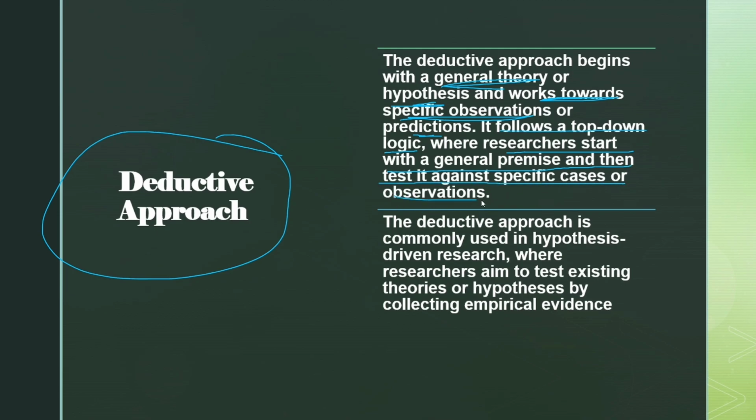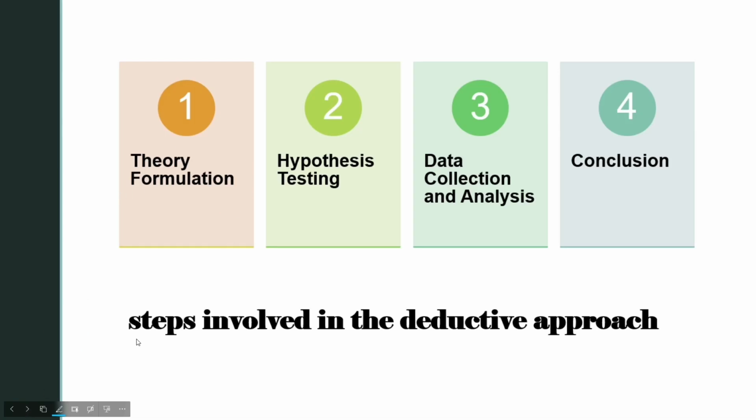The deductive approach is commonly used in hypothesis-driven research, where the researcher aims to test the existing theory or hypothesis by collecting some empirical evidence. So what are the key steps to this deductive approach? Theory formation. The researcher starts with a general theory or hypothesis that is based on existing knowledge, principle, or assumption. Now the hypothesis testing. The researcher derives some specific hypothesis or prediction from a general theory and tests them through observations, experiment, and data collection. Next, data collection and analysis.